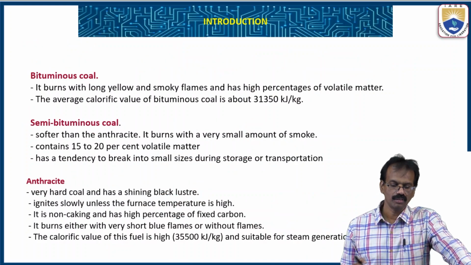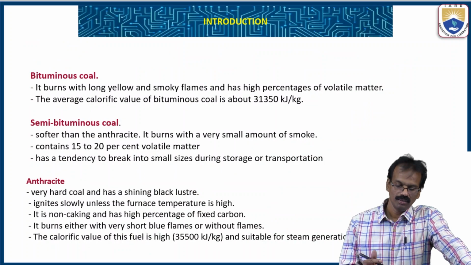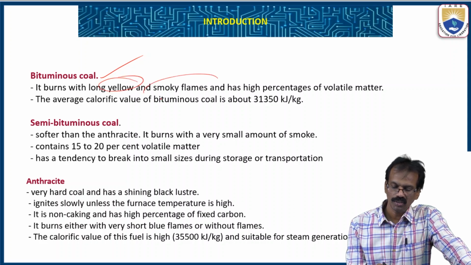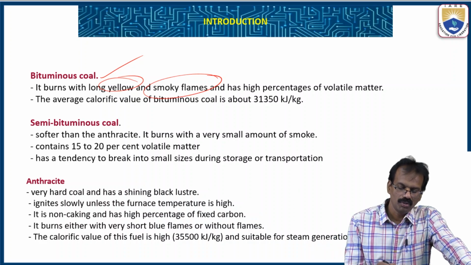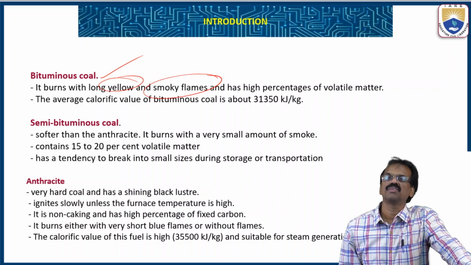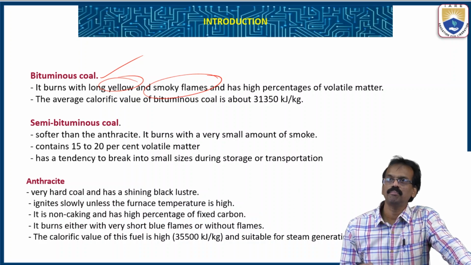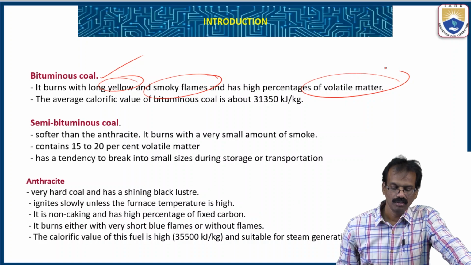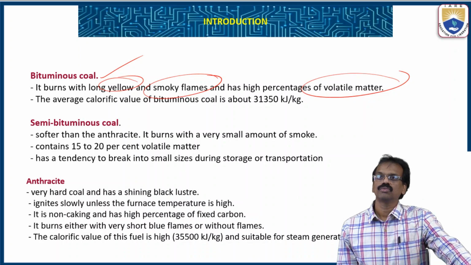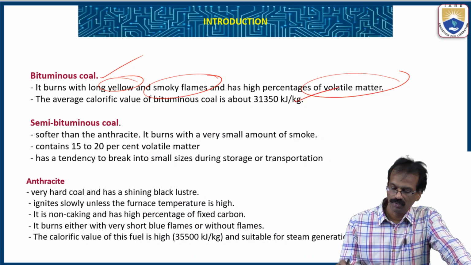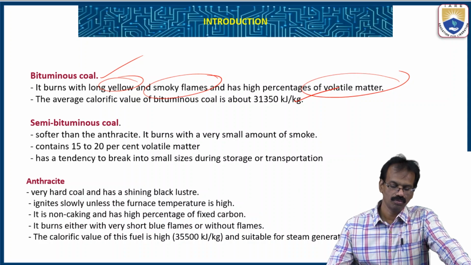Next one is the bituminous coal. It is the next stage. It burns with long yellow or smoky flames, and it has a high percentage of volatile matter. The average calorific value of the bituminous coal is 31,350 kilojoule per kg. This is a good coal.